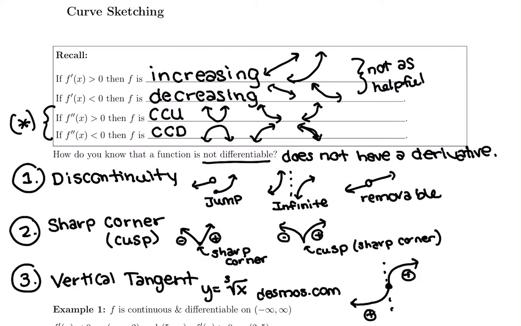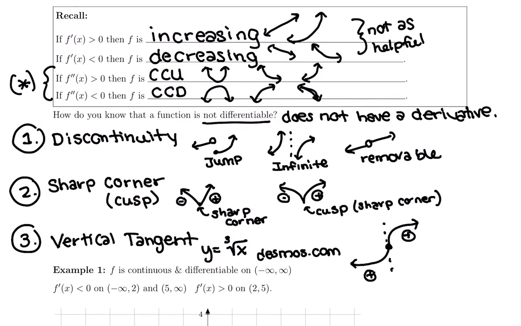So we'll keep that in mind on these. If we're asked to draw something that's differentiable, we want to make sure it's not discontinuous, it doesn't have a sharp corner, and that it doesn't have a vertical tangent. So when it says continuous and differentiable, it just means, hey, avoid these three things if you want to be differentiable.